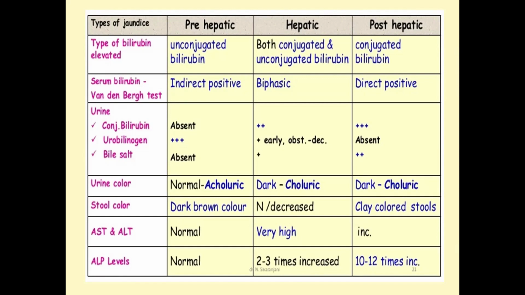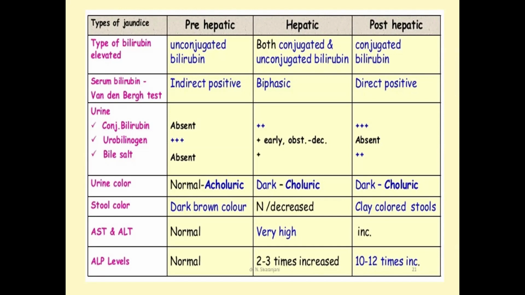So where is it going? It's going to the kidneys, getting cleared, excreted in urine. Urine becomes high colored. High colored urine, stools are clay colored because it's obstructed. So urine color and stool color change depending on the pathophysiology. Dark brown color in prehepatic, normal or decreased color in hepatic, clay colored stools in posthepatic. AST, ALT are normal in prehepatic, very high in hepatic. So AST, ALT very high means mostly hepatic. They can be normal or increased here. Here, very high. ALP levels normal, obstructive 10 to 12 times increase, hepatic 2 to 3 times increase. So the ALP levels also indicate the type of jaundice.